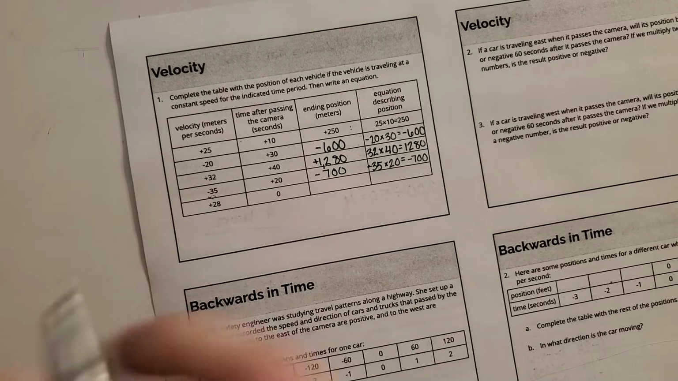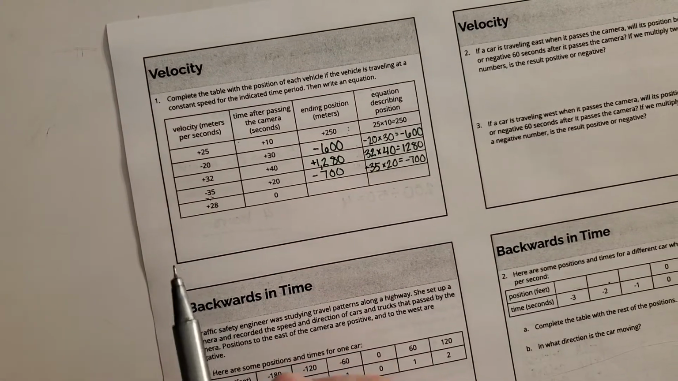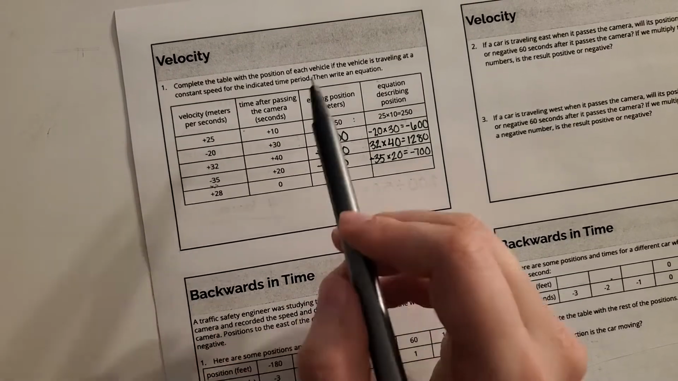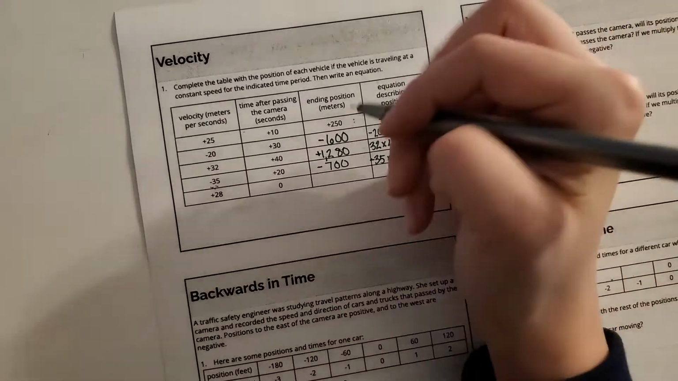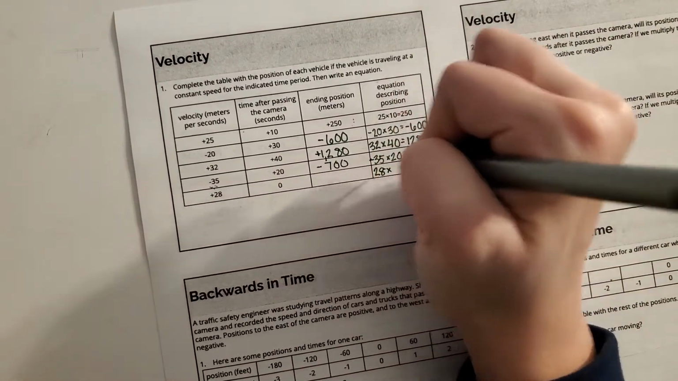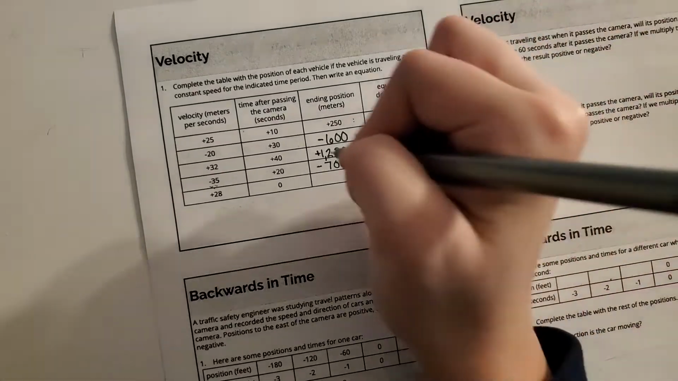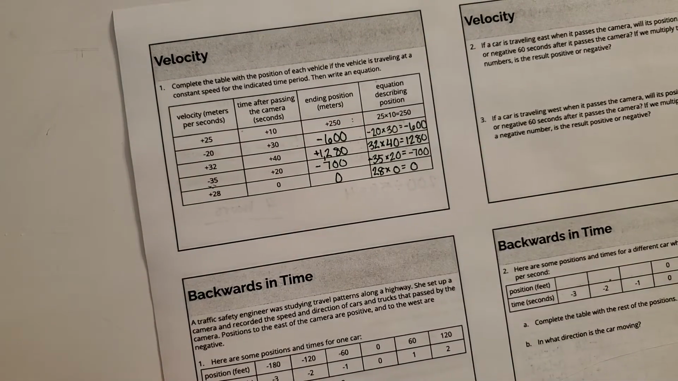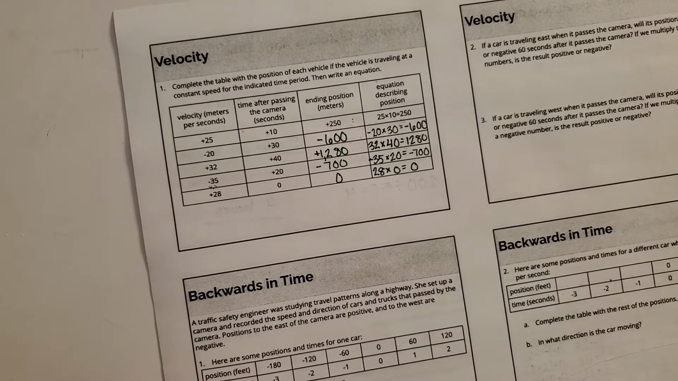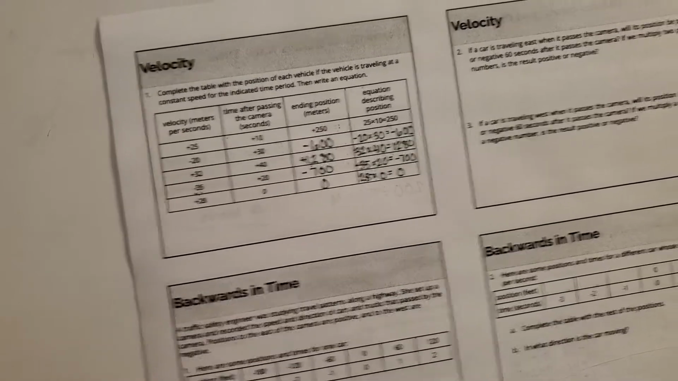And last but not least, our velocity was a positive 28, meaning they were moving towards the east. And the time after passing the camera in seconds is 0. Well, any number, even 28 times 0, is going to give us 0. So the ending position in meters is 0. And remember, a 0 can neither be positive nor negative. It is neutral. It's the middle ground, so you don't need to add a positive or negative sign to that.